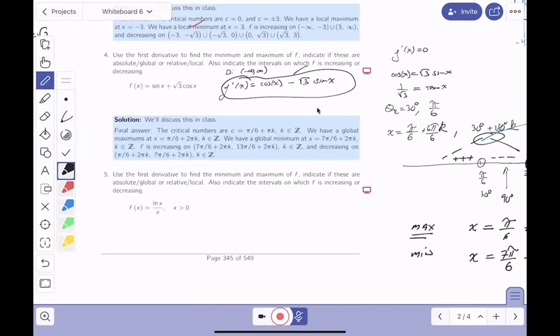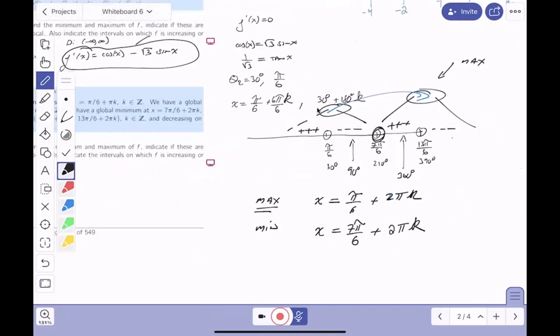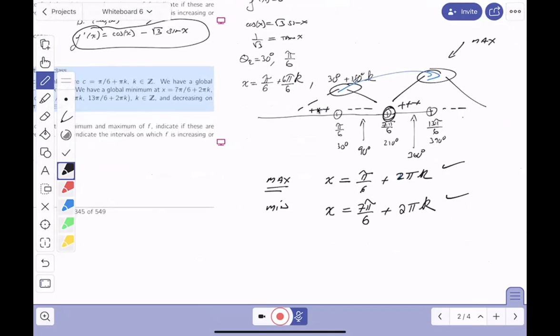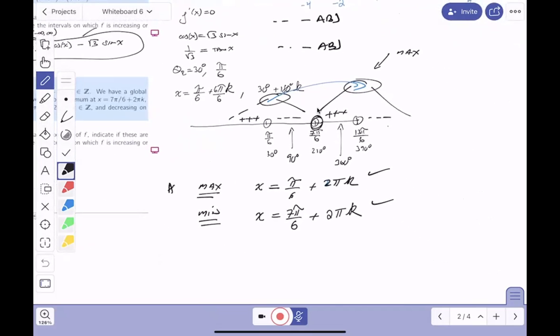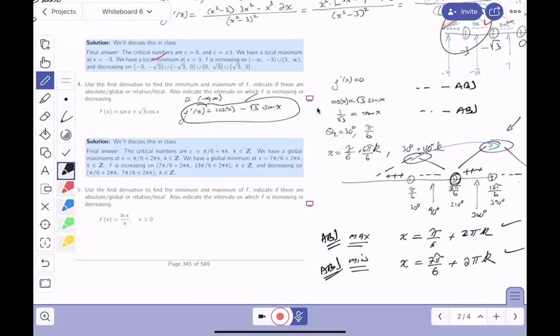So it says use the first derivative test. I did that to find the minimums and maximums of f. I found where the maximums and the minimums are. I'm going to point out this is a trigonometric problem. And this trigonometric problem is basically going to bounce back between a top and a bottom. So these would be absolute, absolute. Again, you know about trig functions. What else do I want to do? Use the first derivative test, find the minimum and maximum of f, and indicate these are absolute, global.